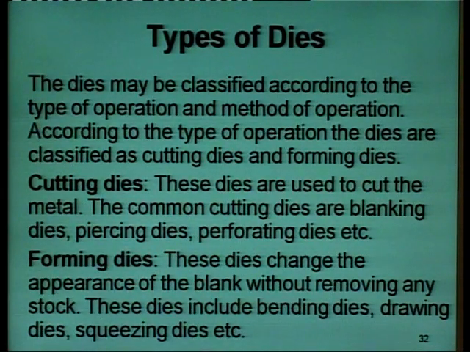Now, next comes the types of dies. Dies may be classified according to the type of operation we are performing on them. So, dies are classified as cutting dies and forming dies. First one is the cutting dies. These dies are used to cut the metal. The common cutting dies are the blanking dies, piercing dies and perforating dies. Second one is the forming dies. These dies only change the appearance of the blank without removing any material or stock. They include bending dies, drawing dies and squeezing dies.